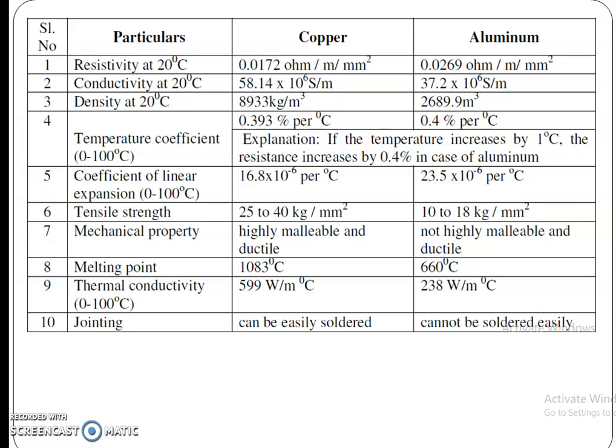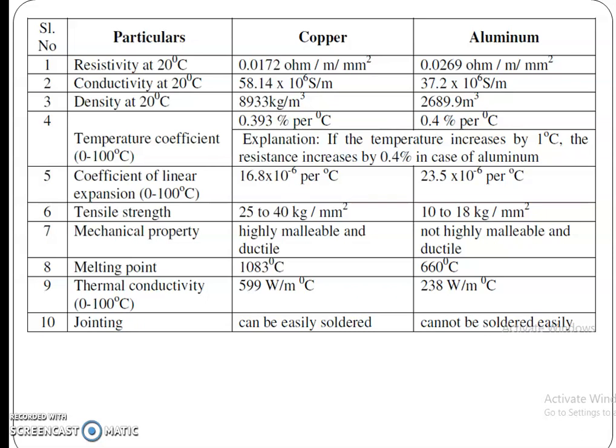And the melting point, you check: the melting point of copper is 1000 degrees Celsius compared to aluminum, which is less, 660 degrees Celsius. Copper is 1000 degrees Celsius, aluminum is 660. So which has the high melting point? Copper has the high melting point. That's why it is preferred in machines. And jointing, you check: copper can be easily soldered, but aluminum we cannot solder easily. These are the differences we have.